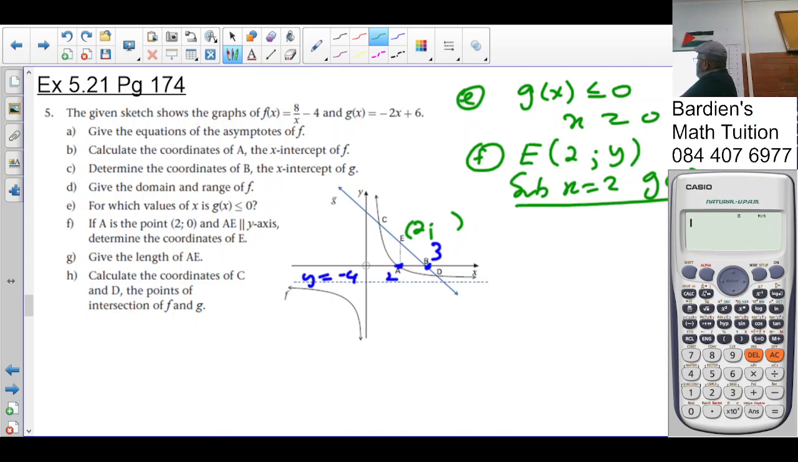E is supposed to be x greater than 3. Yeah, sorry. I did the right marking on the diagram, but I wrote the wrong value down. Sorry. Thank you, Michael.